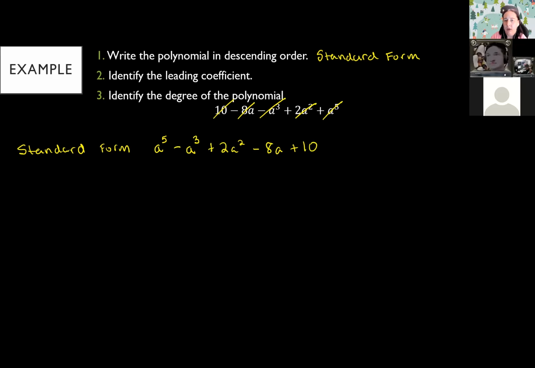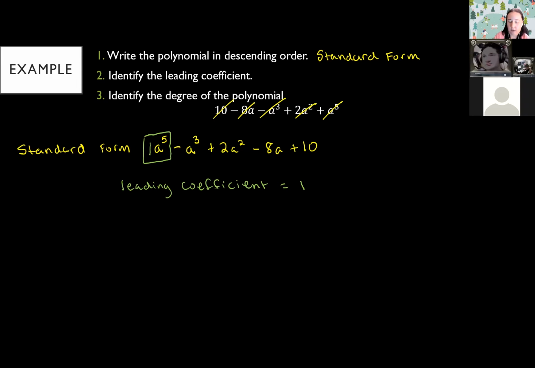So part 2, identify the leading coefficient. You have to have it in standard form first. And then it's the coefficient of that highest term. So we don't have a number in front of there, so the coefficient is 1. That is basically a 1 in front of there, which means our leading coefficient is 1. If there was an actual number, you would put the number there. If there's no number, it's going to be 1.